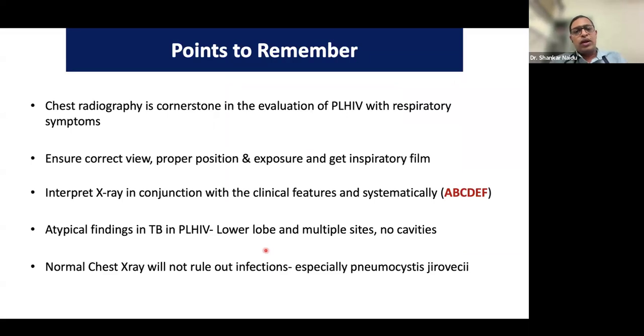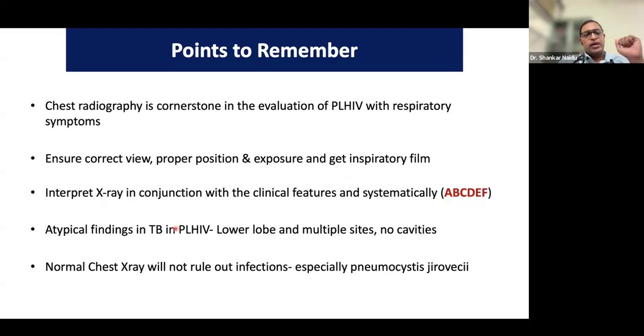So I would like to conclude with these important take-home messages. Chest X-ray is a cornerstone in the evaluation of PLHIV with respiratory symptoms, and always ensure that the correct view is taken, proper positioning of the patient is done, and proper exposure is there in the X-ray. And we always try to get an inspiratory film. Interpret the X-ray in conjunction with the clinical features and systematically. The easy way to remember is the ABCDF mnemonic that I have already explained in detail.